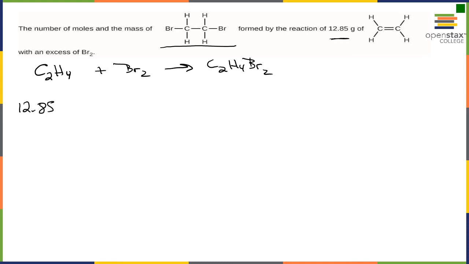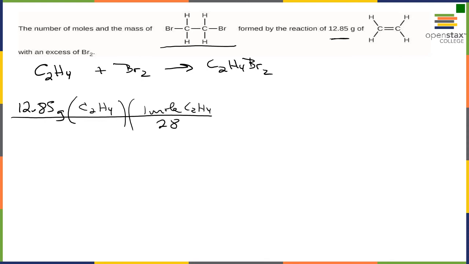So 1, balanced. 2, moles of what we have. We have 12.8 grams of C2H4. We know we're going to divide by the molar mass to get the number of moles of this. So if I have 1 mole of C2H4 for every 28 grams of it, I'm going to get a total here. Well, I skipped that step, so let me do that quickly. 12.8 divided by 28 is going to give me 0.459 mole of C2H4.